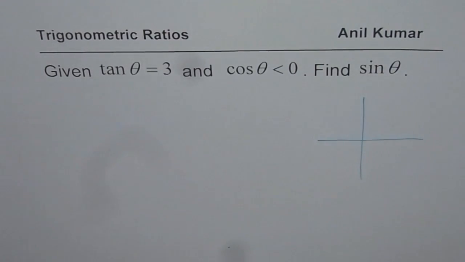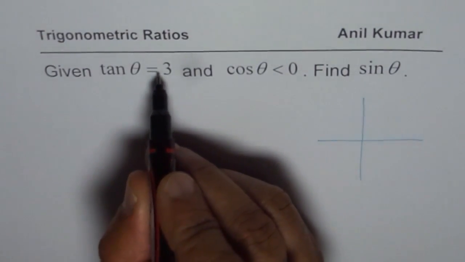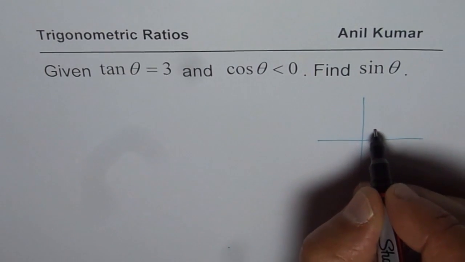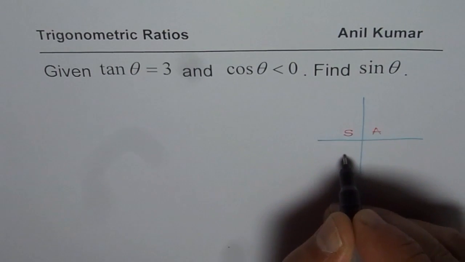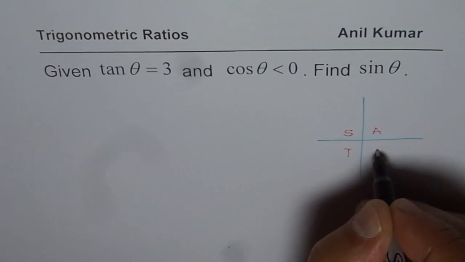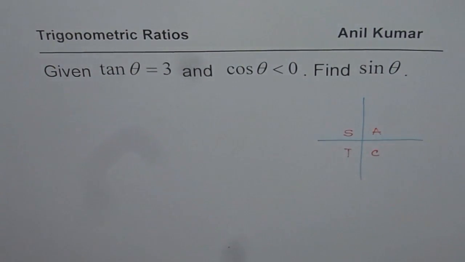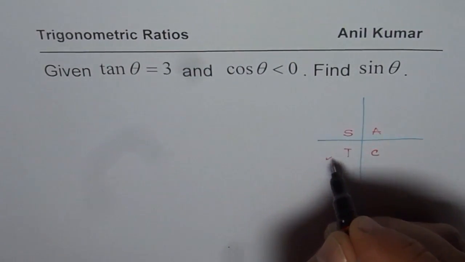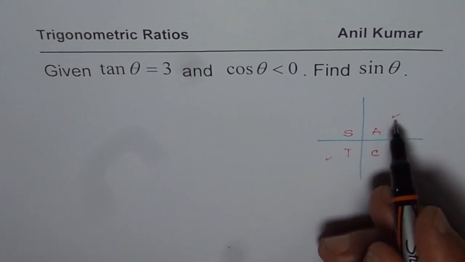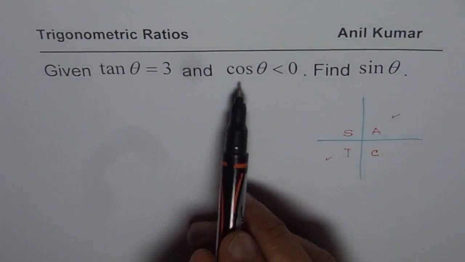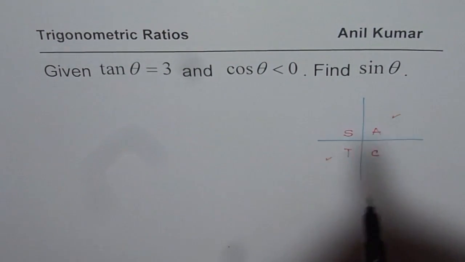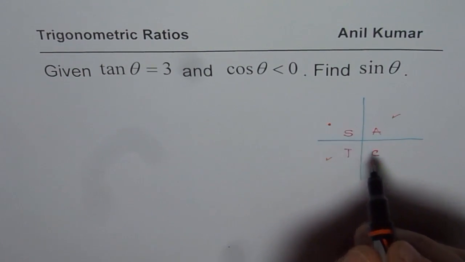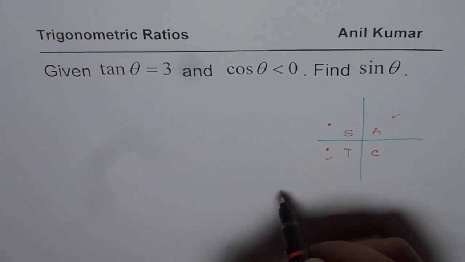When we are saying that tan theta is 3, we're also saying it is positive, right? So you know all are positive in quadrant 1, sine is positive in quadrant 2, tan is positive in quadrant 3, and cosine is positive in quadrant 4. When we say tan theta is positive 3, that means we could be in these two quadrants. Tan is positive in both these quadrants. Now we are also saying that cosine is less than 0. That means it is negative. That means we are talking about cosine being negative in these two quadrants.